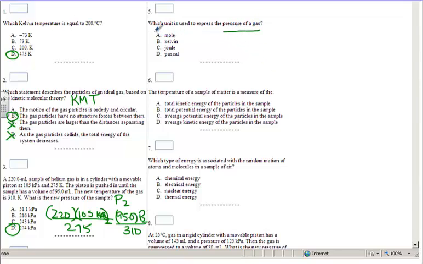Which unit is used to express the pressure of a gas? Well, moles? No. Moles is the number of molecules or particles. Kelvin is temperature. Joules or pascals? Pascals is pressure. Joules is energy. So the answer is D.